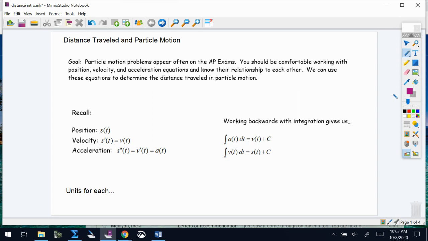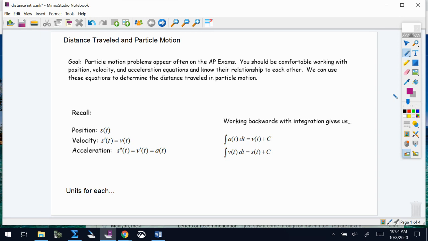Particle motion problems are really common on the AP test. You should be very comfortable with working with our basic functions of position, velocity, and acceleration, and knowing how they all interact, and using those equations to help us figure out distance. So just some basic things that you should know from Calc 1.